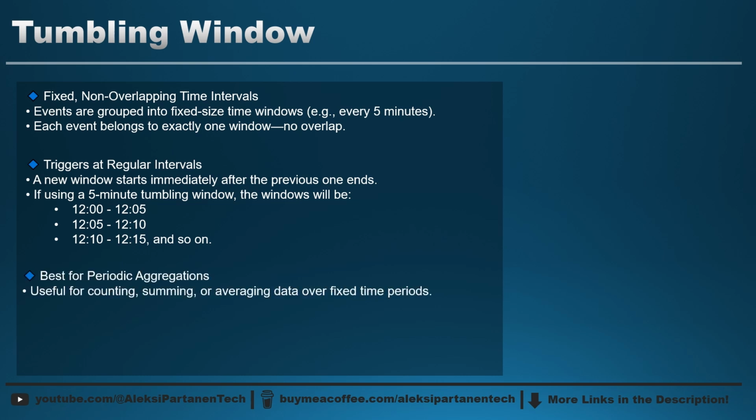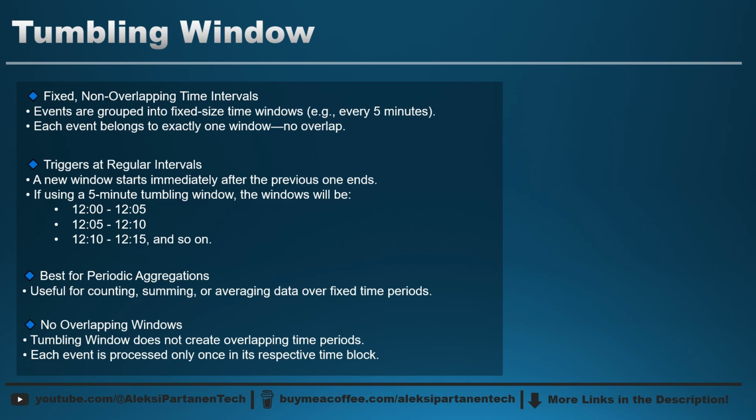Tumbling windows are best for periodic aggregations like counting, summing, and averaging data over fixed time periods. And like I already mentioned, the key thing to remember here is that these windows can't overlap, and one event can only belong to one tumbling window.